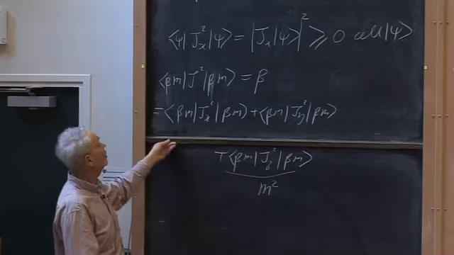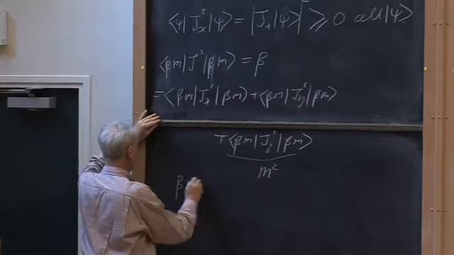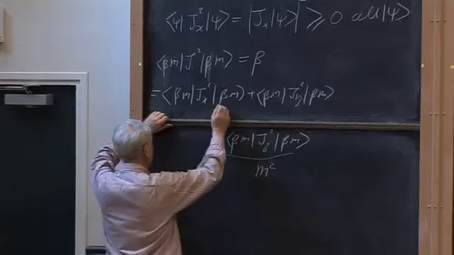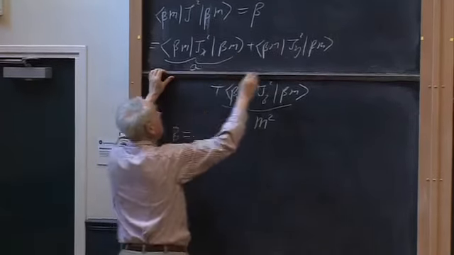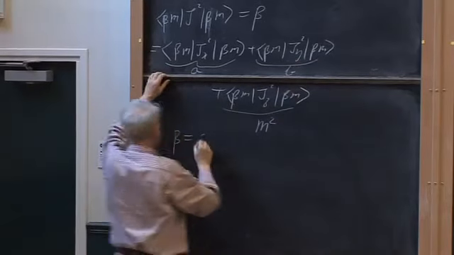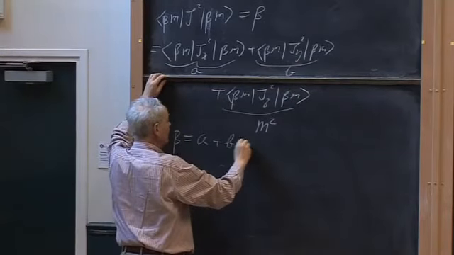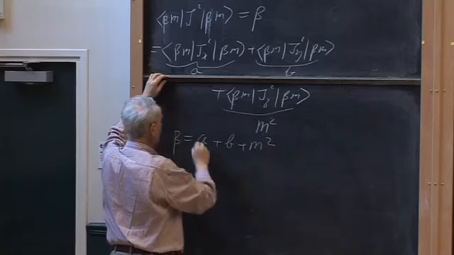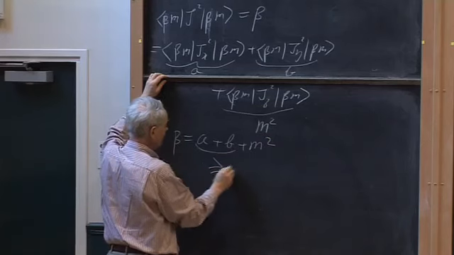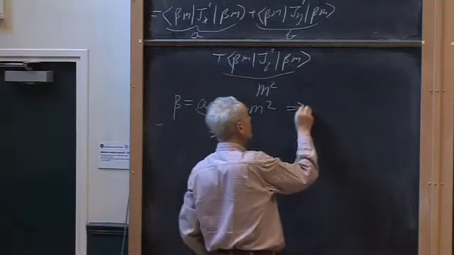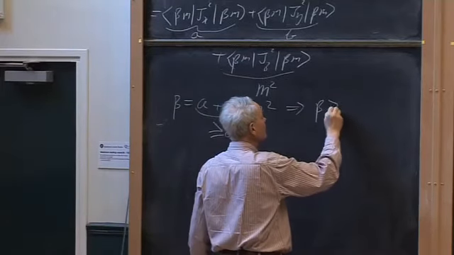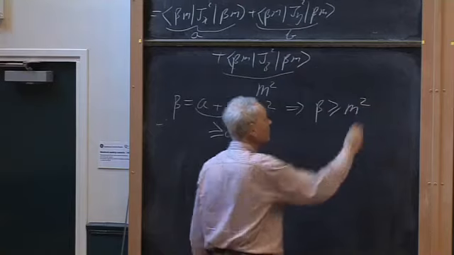So what have we got? We've got that beta is equal to, what should we call this? We'll call this A, and we'll call this B, so beta is equal to A plus B plus m squared, where these numbers A and B are greater than or equal to naught. In other words, we've concluded that beta is greater than or equal to m squared. So there's a problem.